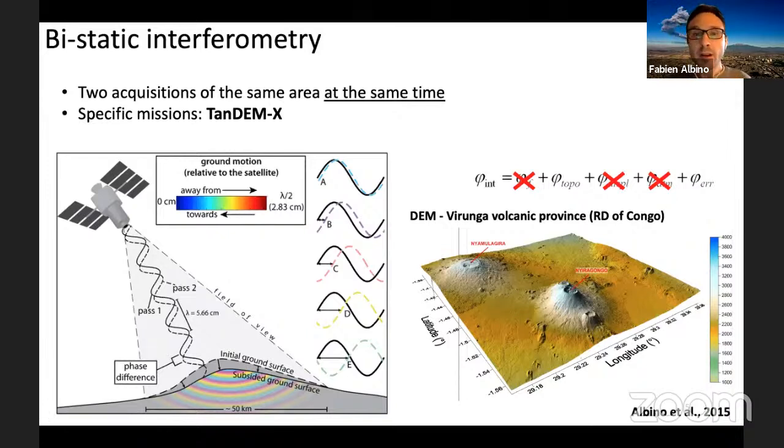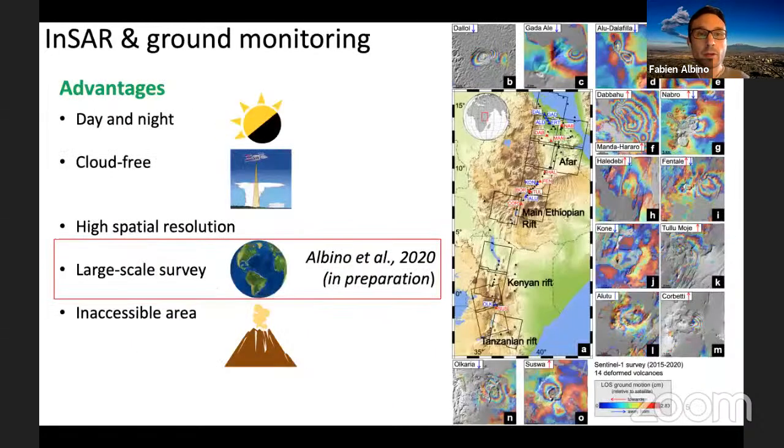So this is very relevant when you want to derive a digital elevation model, a DEM, using this technique. This is work that I did in Congo in my past postdoc, where I was looking at lava flows on Nyamulagira in the Virunga province. And I will talk about these techniques for the Fuego case.